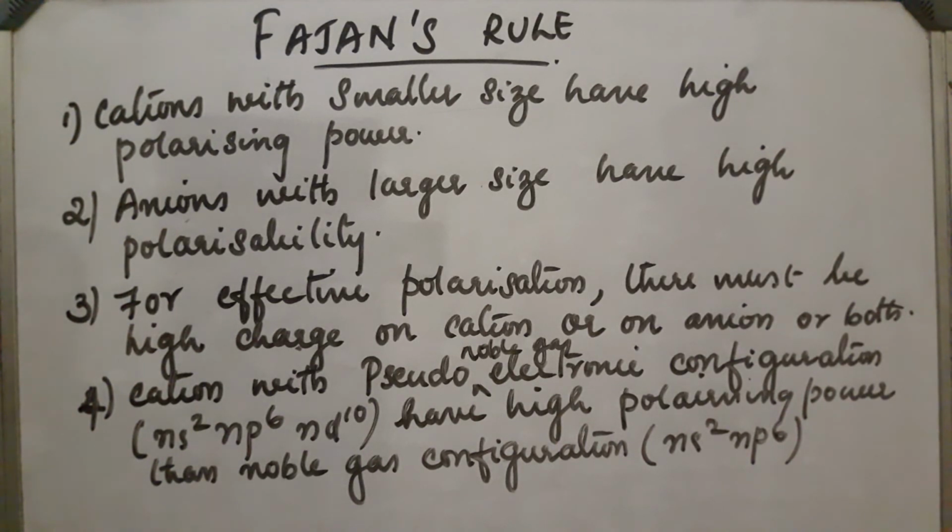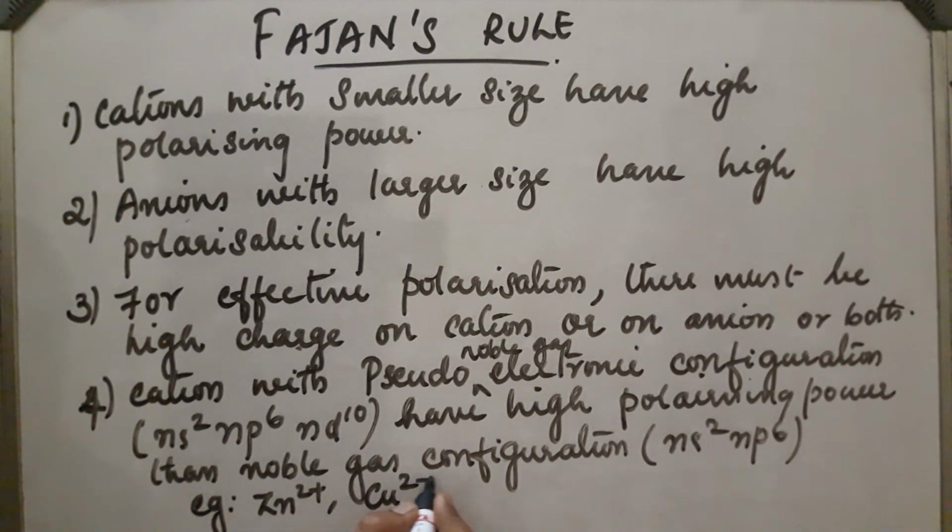Some examples are Zn2+, Cu2+, Ag+, and so on. In such cases, the cations have high polarizing power. So what will happen? The covalent character, the polar covalent bond, has a high degree of polarization in such cases.